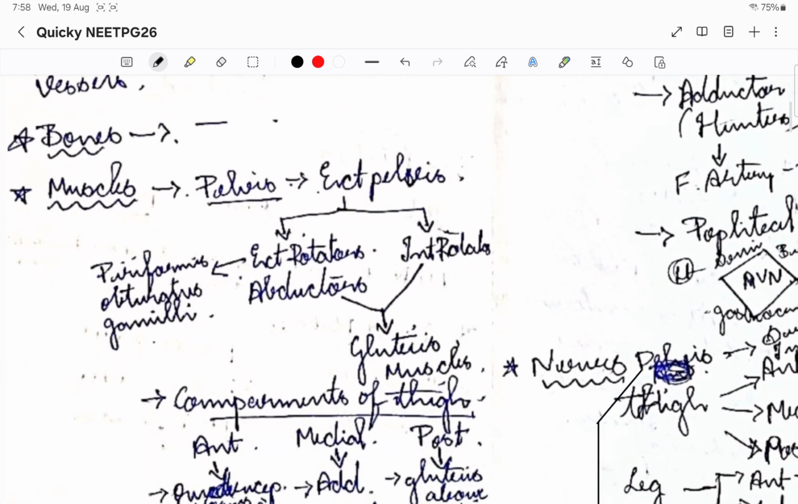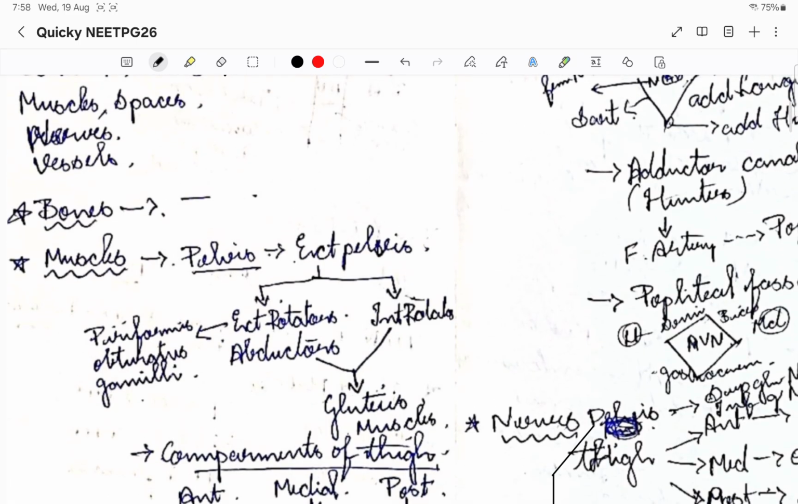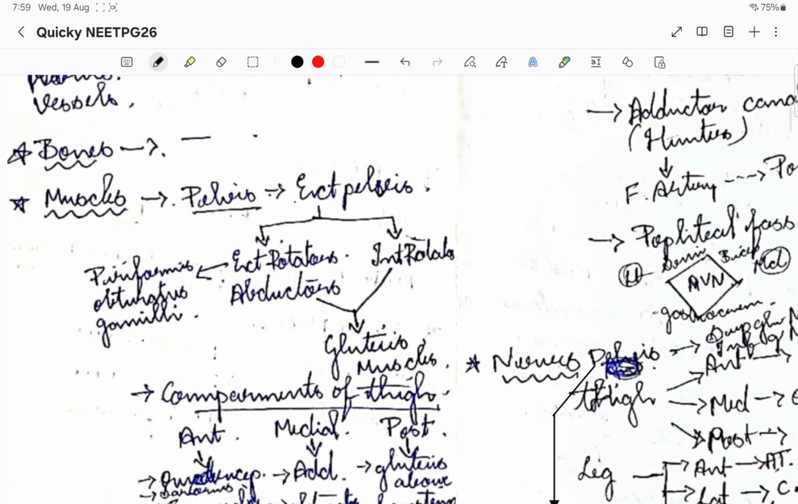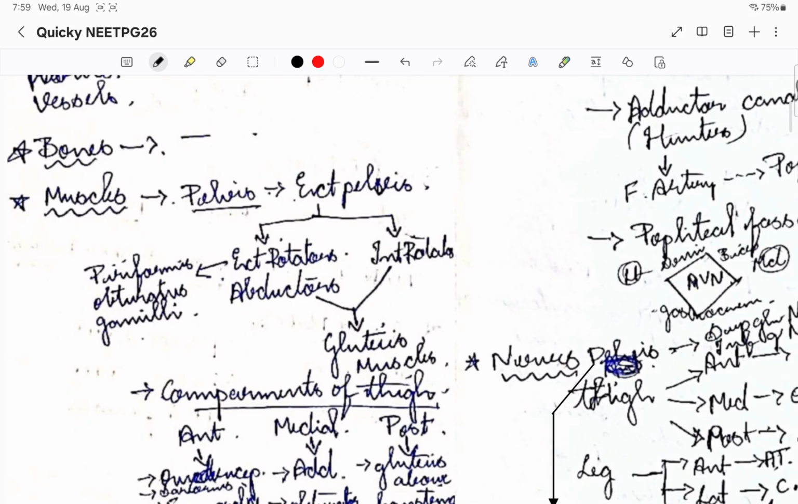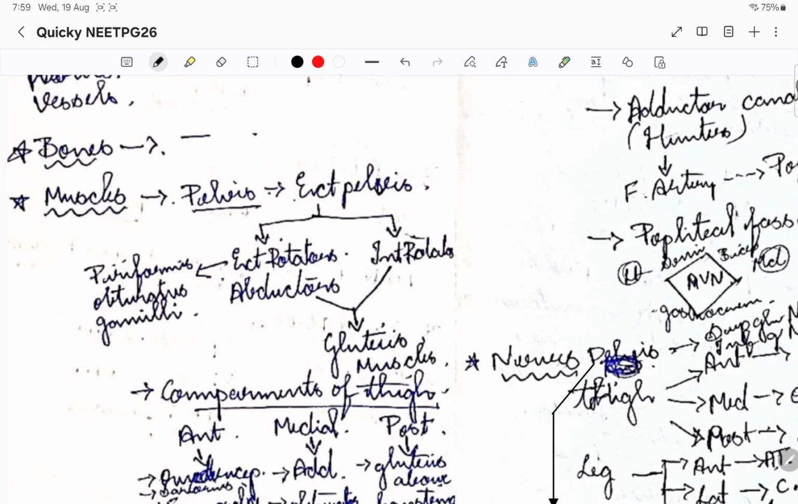Moving on further, muscles of the pelvis will be divided as external pelvis muscles and internal pelvis muscles. Internal pelvis muscles, I'll be discussing when we go to obstetrics and gynecology. We'll be more keen towards the external pelvis muscles here in the lower limb discussion basically. The external pelvis muscles have two groups: one is the external rotators of the thigh and the other is the internal rotators of the thigh.